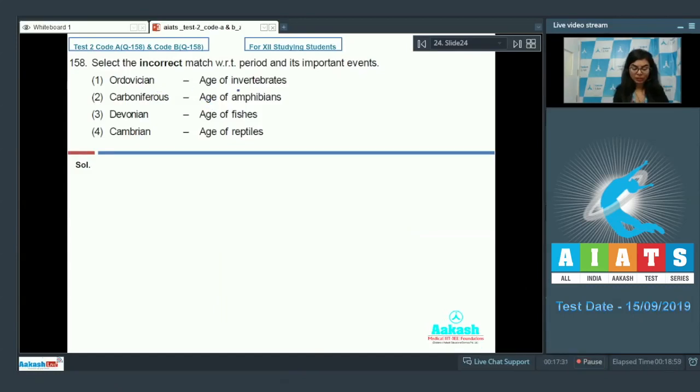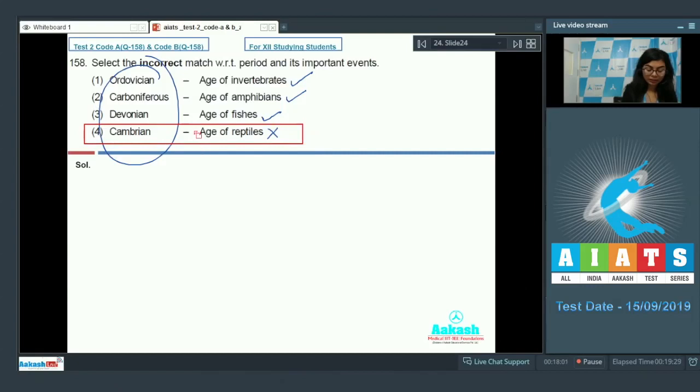Question number 158, students, select the incorrect match with respect to period and its important events. The Ordovician period is called the age of invertebrates. That's correct. The Carboniferous period, age of amphibians. That's also correct. Devonian period is also known as age of fishes. That's right. Cambrian, age of reptiles. That's incorrect. Reptiles diversified much later on in the Mesozoic era, while all these periods are from the Paleozoic era. That is why option 4 is incorrect, which makes it our right answer.